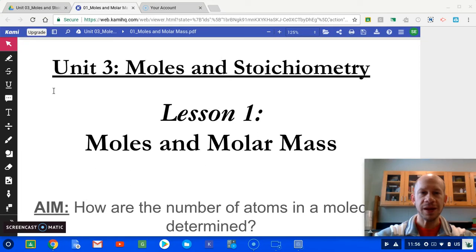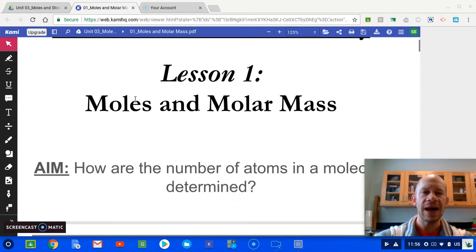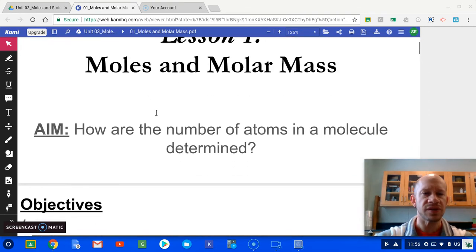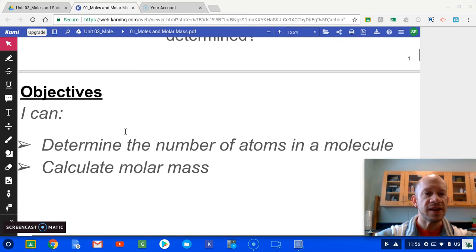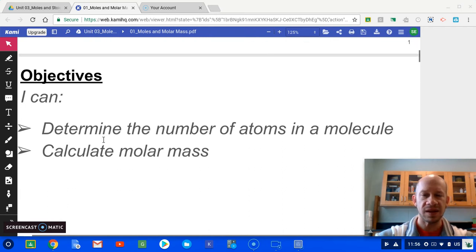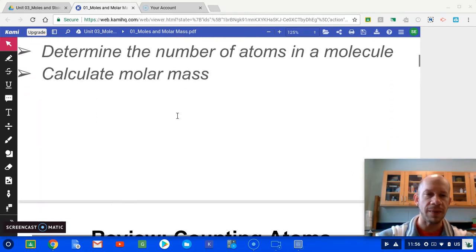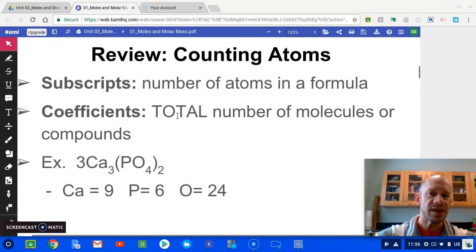Unit 3, Moles and Stoichiometry. Lesson 1, Moles and Molar Mass. How are the number of atoms in a molecule determined? By the end of this video, you will be able to determine the number of atoms in a molecule and calculate the molar mass. Review counting atoms.